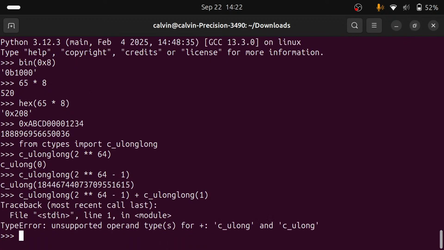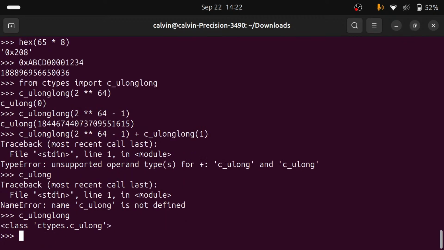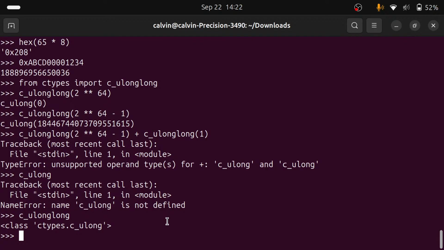Okay, I'm not allowed to add those together. Why can I not add long longs together? I did not expect it was going to say it was a different type. So what's going on here? I don't know a great way to show this, so I'm just hacking in Python so we can look at it.